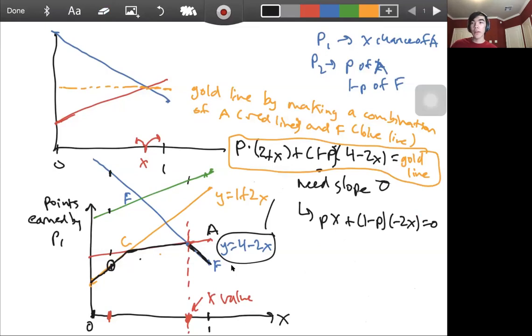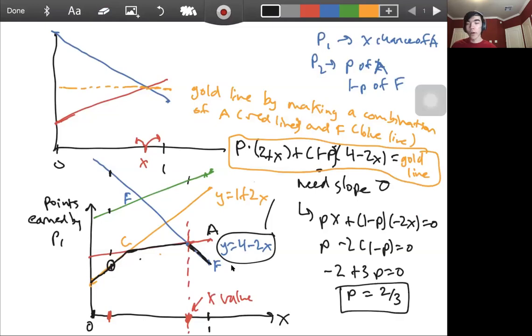So in this manner, we can actually solve for what P is. P minus 2 times 1 minus P is equal to 0. So minus 2 plus 3P is equal to 0. So P is actually 2/3. So yay, we found out what P is. And we already have what x is. We can find x as well. We already have x. So this gives us the equilibrium for a 2 by n case.